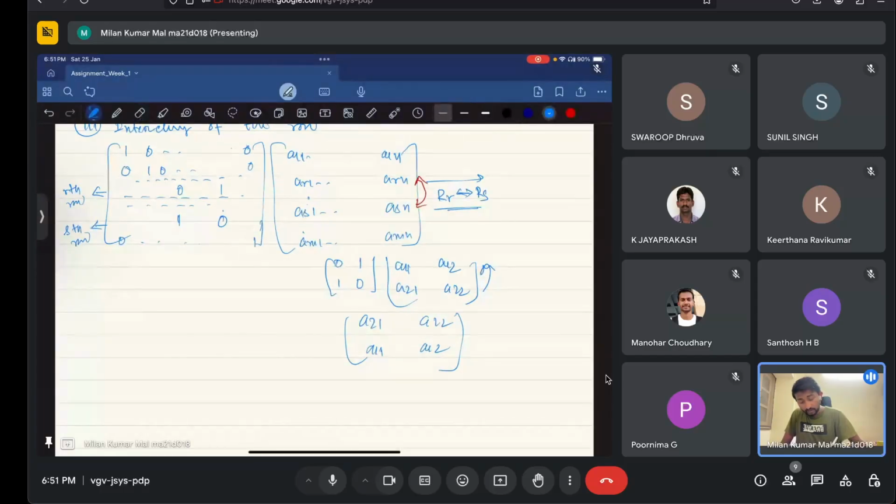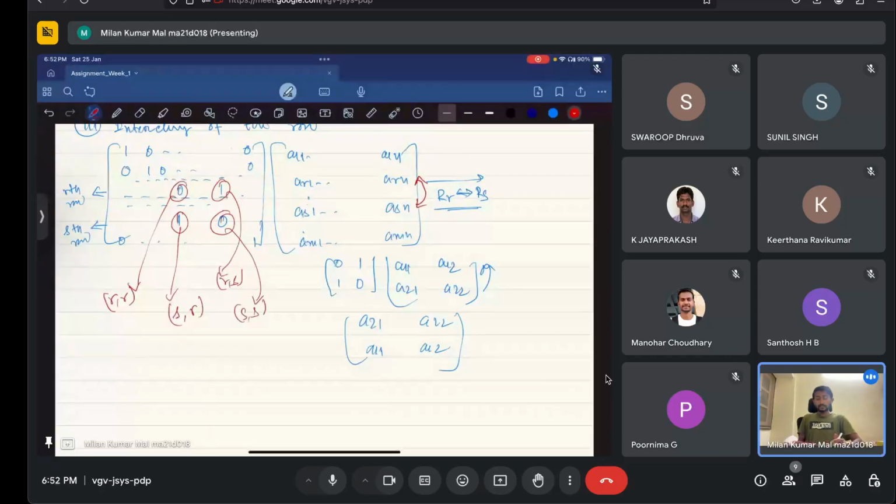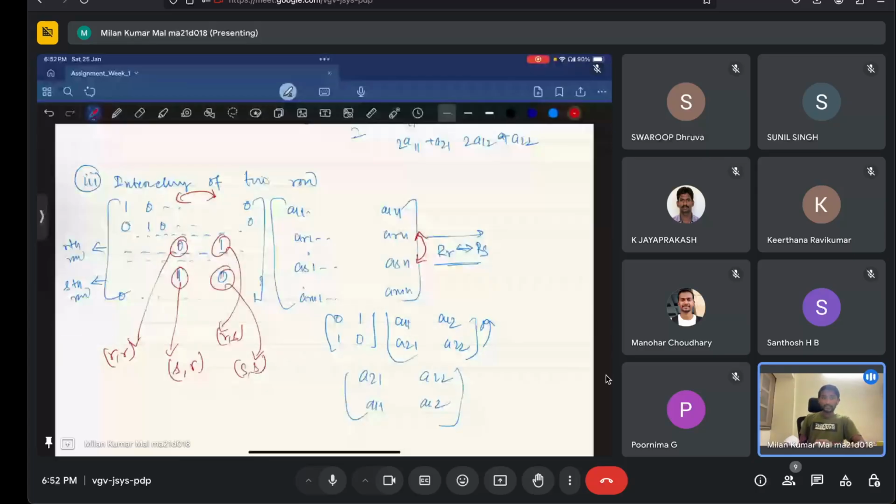What I'm trying to say is that I'm just writing the positions. This is the RR position, this is the RS position, this is the SR position, and this is the SS position. We just interchanged two columns, something like that. So in that case also this matrix will be invertible. My main point is that in this case also the matrix will be invertible.